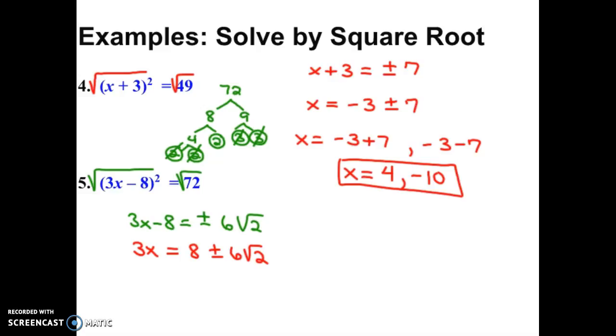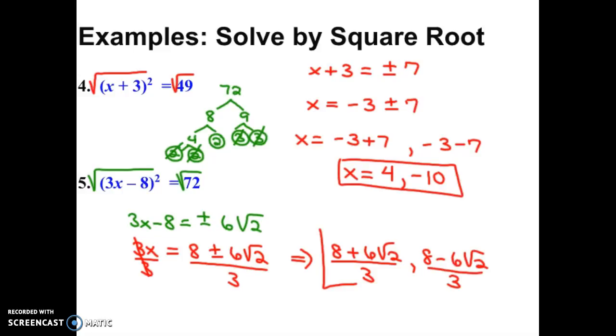My last step would be to get rid of this 3. To get rid of the 3, I need to divide both sides by 3. So I'm going to divide the whole side by 3. So that would be my answer. Again, I can't add anything with a radical except another radical 2, so I have to leave it like that. At the end, to show the two answers, we know we need a comma between them. One of them is 8 plus 6 radical 2 over 3, and then comma, and the other one is 8 minus 6 radical 2 over 3. Those would be the two answers that you would have to type in for Math Excel.